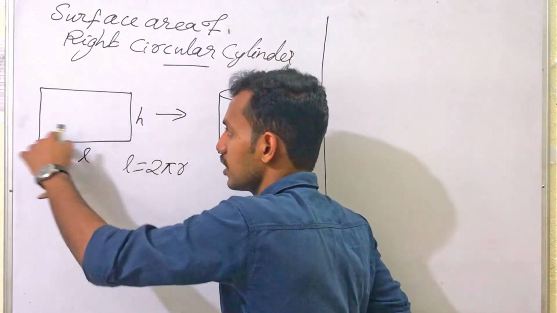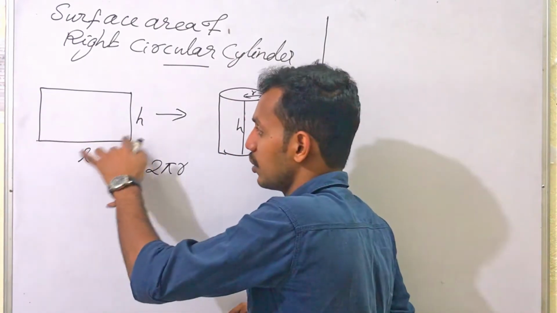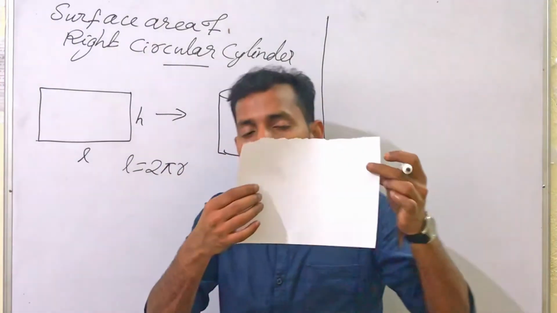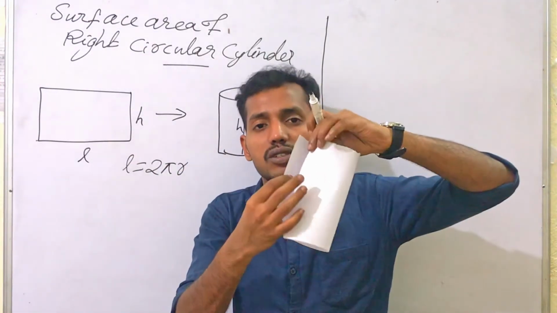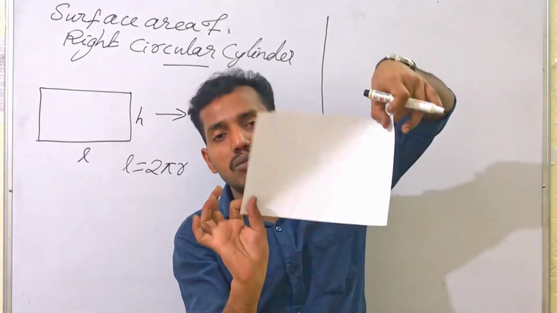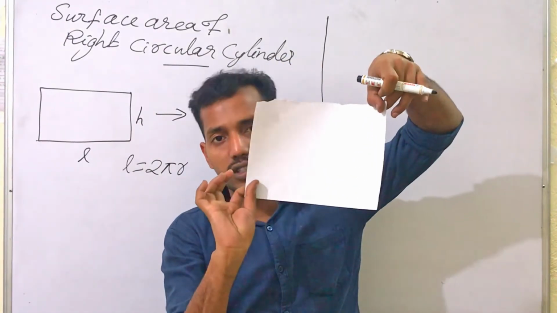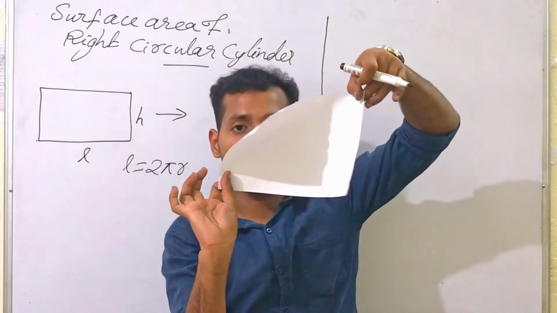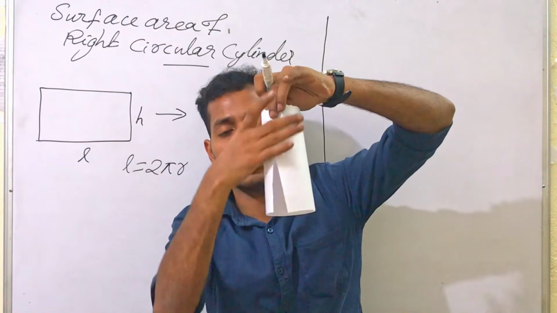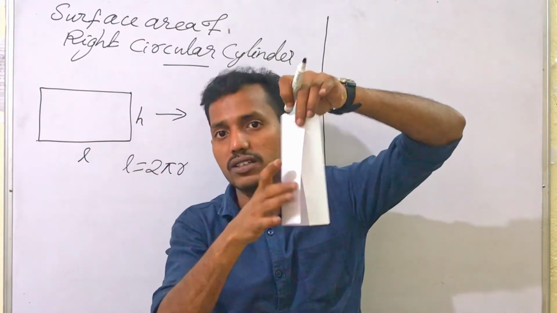Then what is the total area of this paper? L into h. Clear. So that area of paper will be the curved surface area of the cylinder, because nothing is removed or added to this sheet of paper. So the area of this sheet of paper will be the curved surface area of the cylinder.